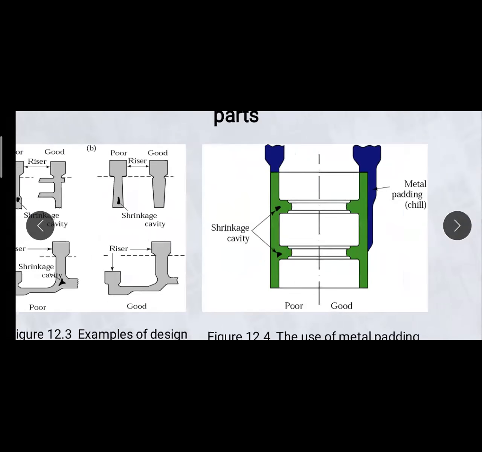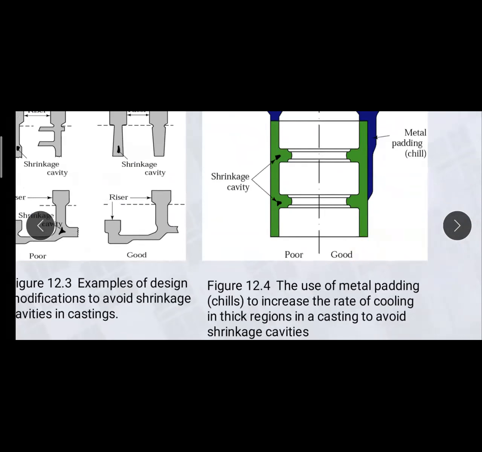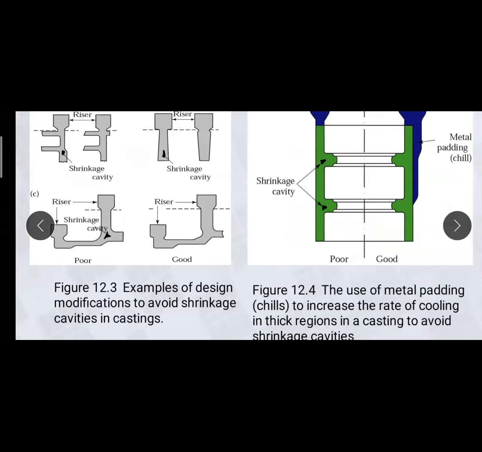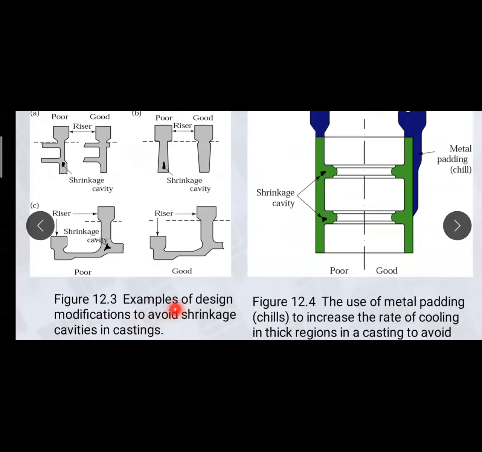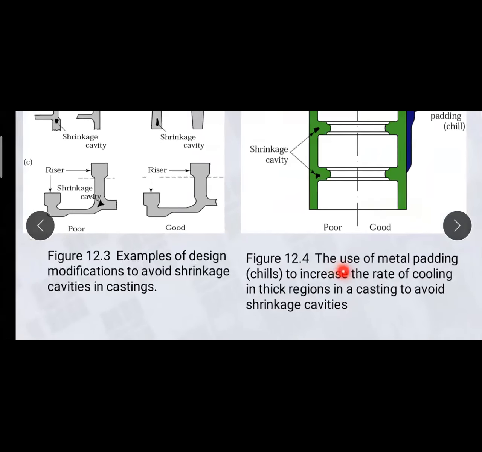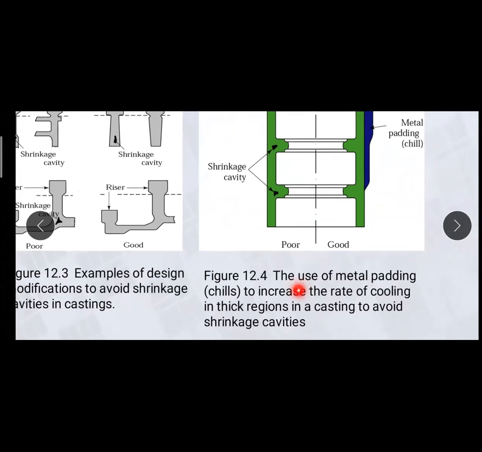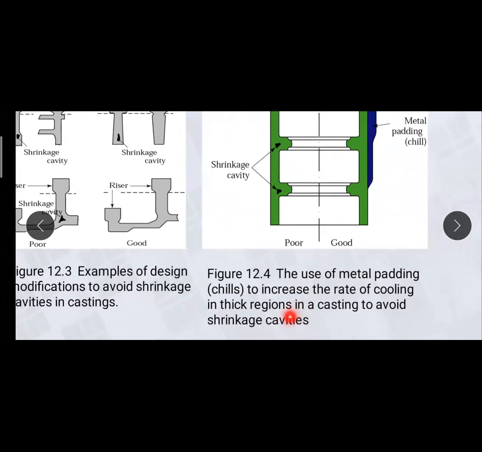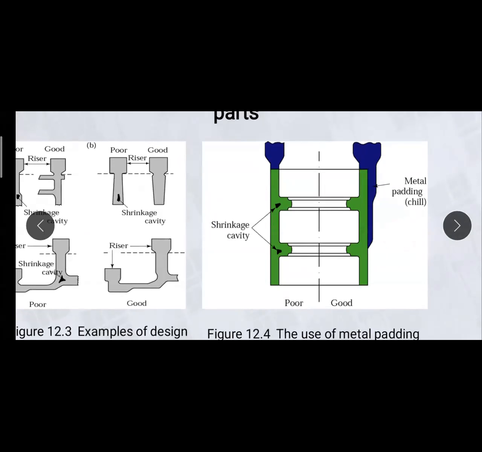So shrinkage cavity. In the second, 12.3 explains examples of design modifications to avoid shrinkage cavities in castings. 12.4 explains the use of metal padding chills to increase the rate of cooling in thick regions in a casting to avoid the shrinkage cavities.